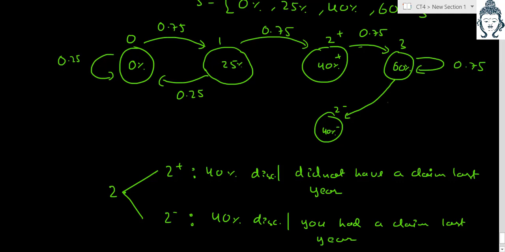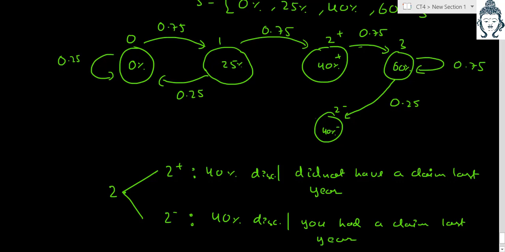If I had a claim last year, I'll automatically move down to this state, 40% minus, right? So if I'm at the 60% level, that in itself means that I did not have a claim last year. So it in itself includes the past, and I do not need to divide this state, right? If I'm at the highest level, that means I did not have a claim last year. Makes perfect sense. So this state does not need to be divided. Only this state needs to be divided.